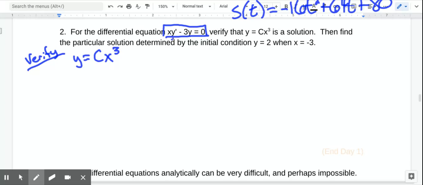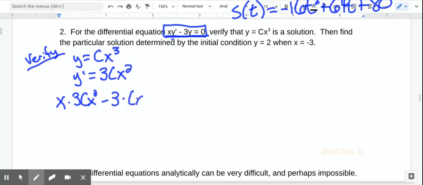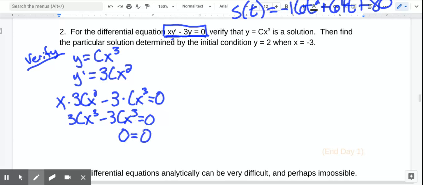And notice this has a first derivative in it, so I'm going to need the first derivative of this, which is going to be 3cx squared. And now that I have that, I'm going to plug it into this. So we have x times the first derivative minus 3 times the original function. I want to see if that's 0. So we get 3cx cubed minus 3cx cubed. And that does work. So we have verified this is a solution.